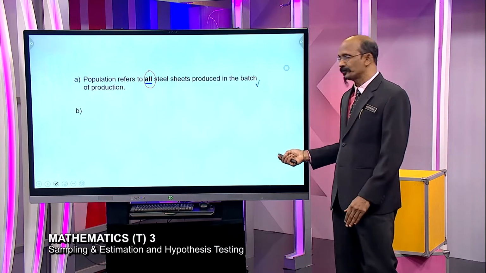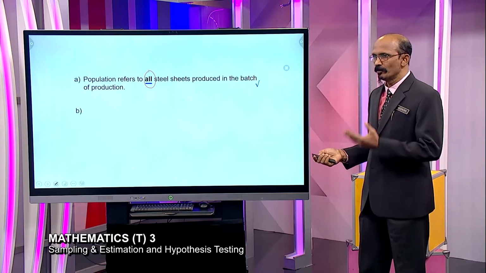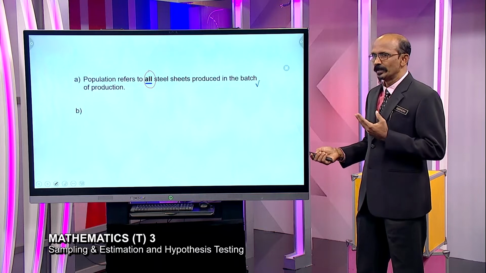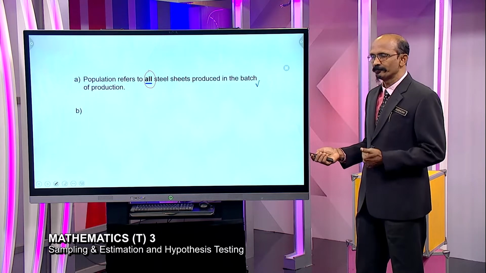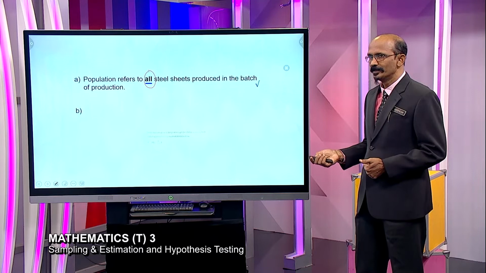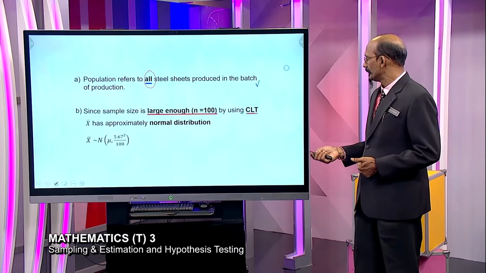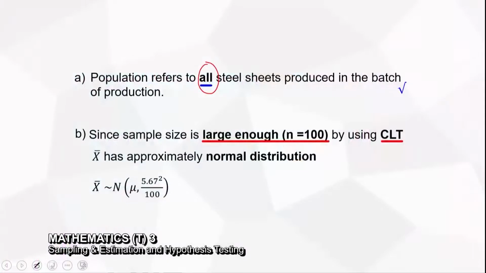Next, they ask you to give the distribution. In order to get the distribution, you must do three things. First, you have to state the conditions. What is the condition here? The sample size is large enough. Here the sample size is 100, so you can use CLT, which stands for Central Limit Theorem. So this is your condition.